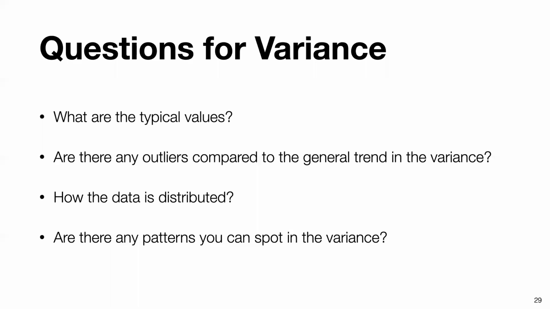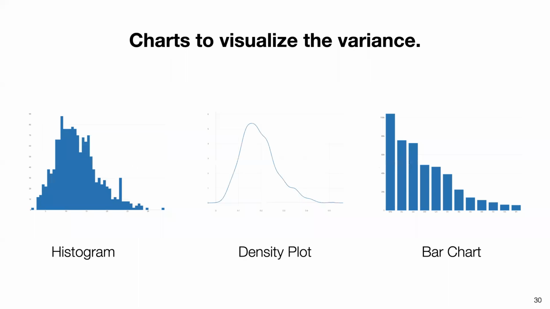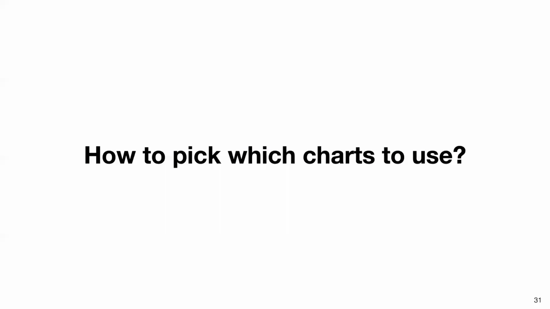And are there any patterns you can spot in the variance? Maybe there's some weird area in the monthly income range where a lot of people fall, or some other patterns you can find. These are the things we are thinking about when visualizing. The charts you usually use to understand the variance are the histogram, density plot, and bar chart. And how to pick which chart to use, that's always the question.